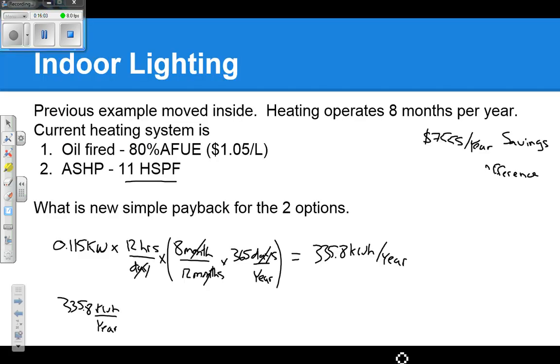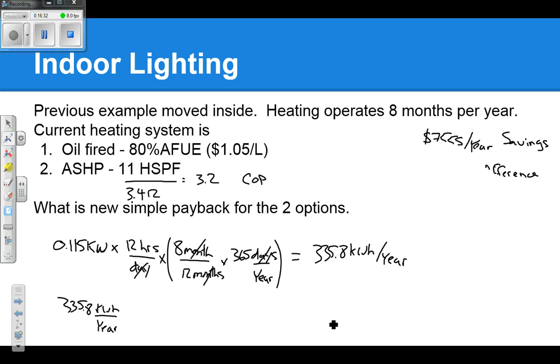3.412. Okay. So if we take our HSPF and divide that by 3.412, that will tell us the COP. It'll give us our COP. And COP is much nicer to work with. So 11 divided by 3.412 is 3.2. Right? Or we could say that's like 320% efficient.